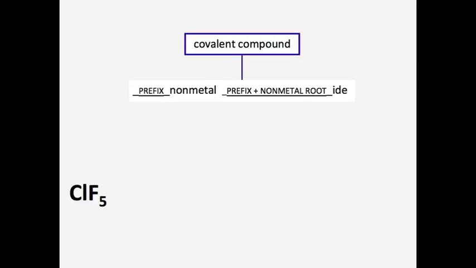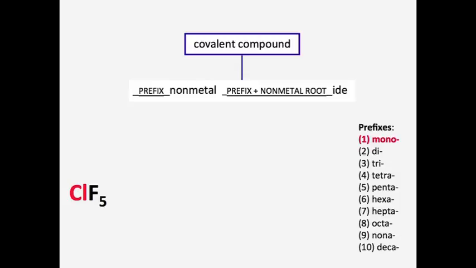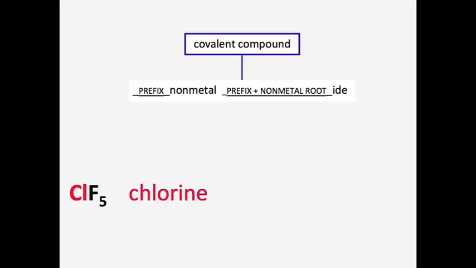Another example is ClF5. We begin with the first nonmetal, chlorine. There is a single atom of chlorine, so we'd be inclined to begin the name with mono, but don't. Remember, it is the first nonmetal, so you do not include the mono prefix to it. Simply begin the name with the word chlorine.